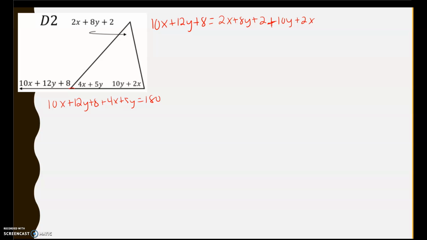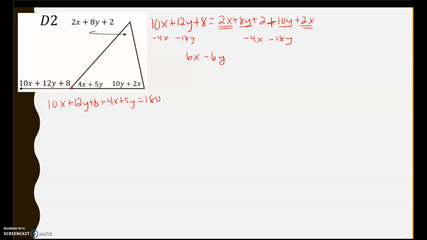I'm going to go back up to my first equation. I'm going to move over. I have 2x plus 2x. That's 4x. So I'm going to subtract 4x here and subtract 4x here. So I'm going to be left with 6x on the left side. I have 8y and 10y, which is 18y. So I'm going to subtract 18y here and subtract 18y here, which is going to give me negative 6y.